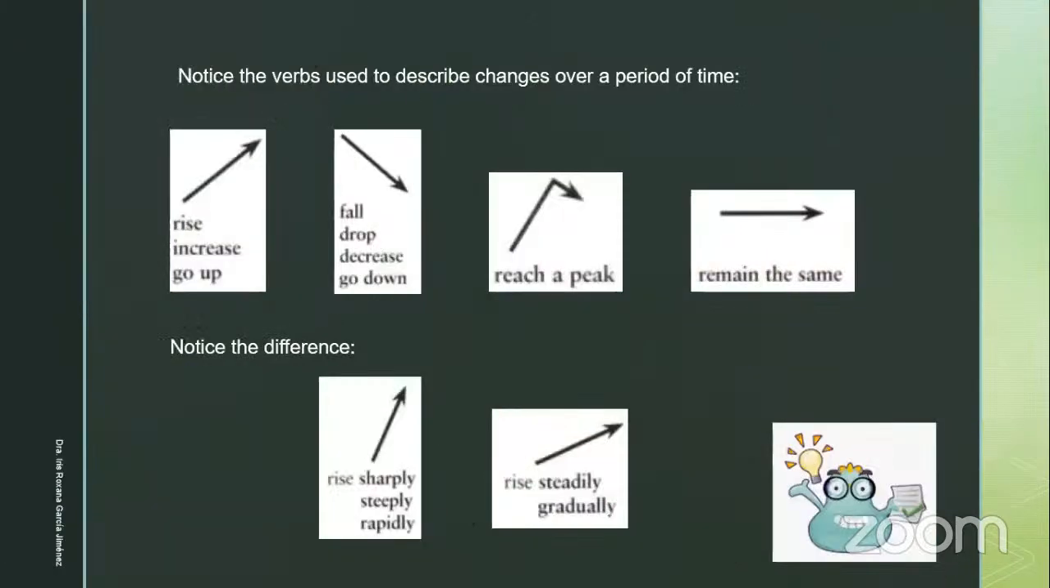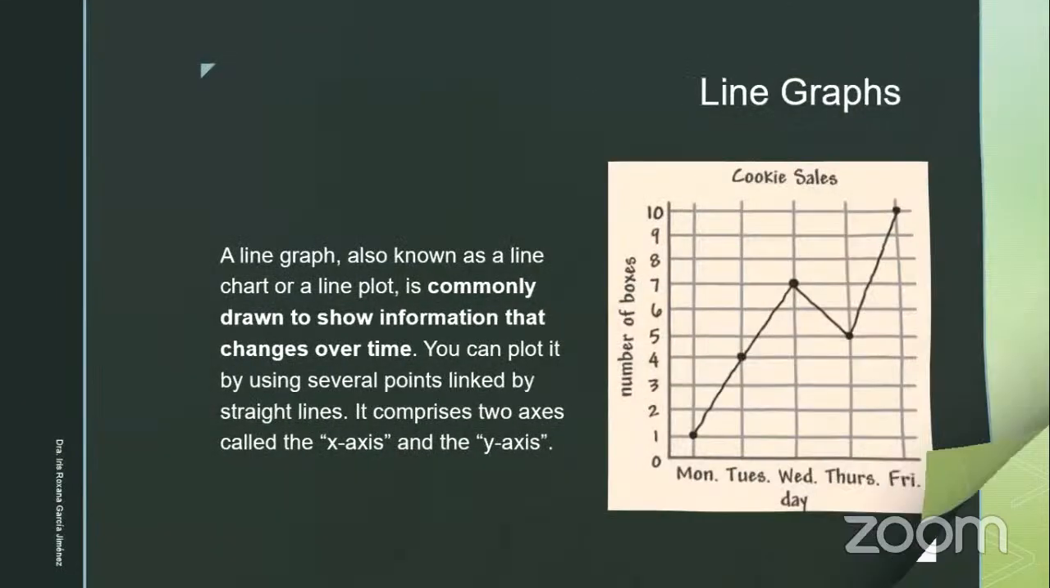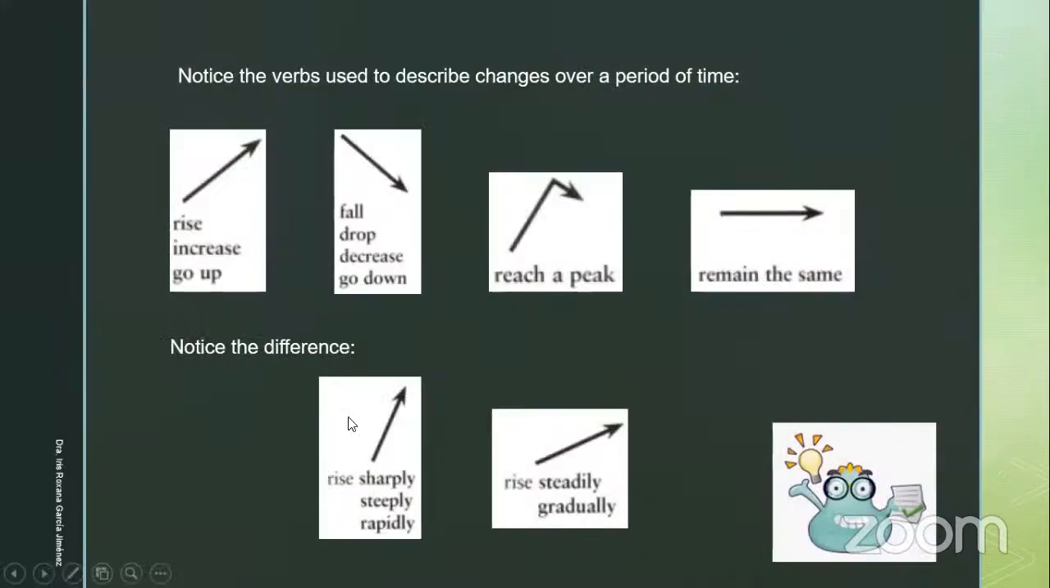And we have these arrows to show these line graphs. We have these directions to rise, increase, or go up as a general example. The opposite, fall, drop, decrease, go down. We have reach a peak, this is the peak, go up and then goes down. Remain the same.